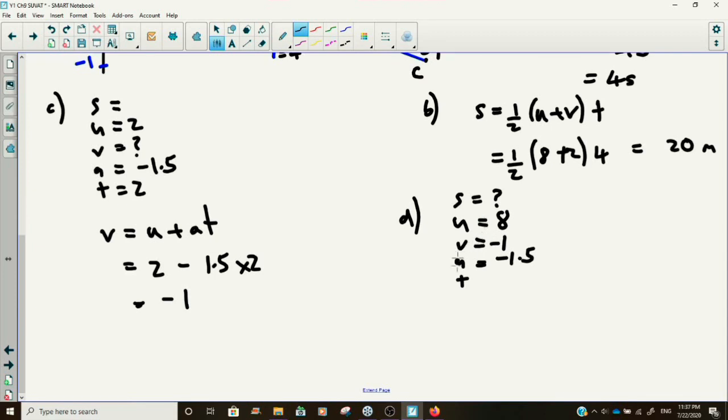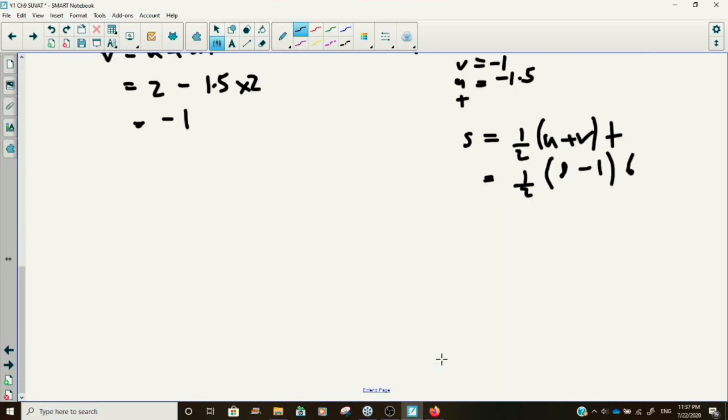So let's just rearrange our displacement equation. And we don't even need to rearrange it, do we? So it's just a half the sum of u plus v times t. So 8 minus 1 times 6. Okay, it was 6 seconds. And when we calculate that, 8 minus 1 is 7. 7 times a half of 6, 7 times 3 is 21. Okay, so there we go.